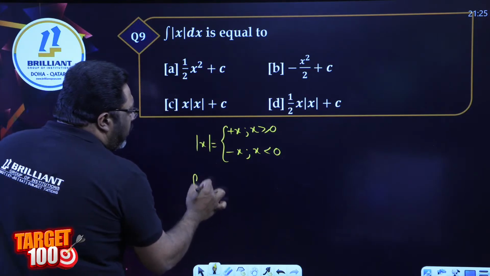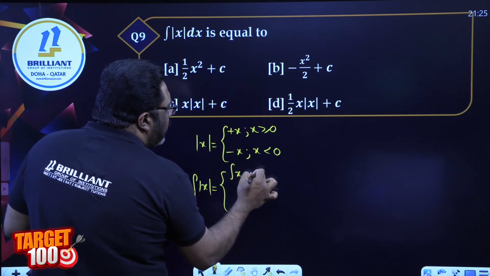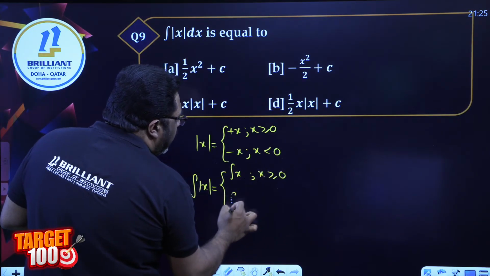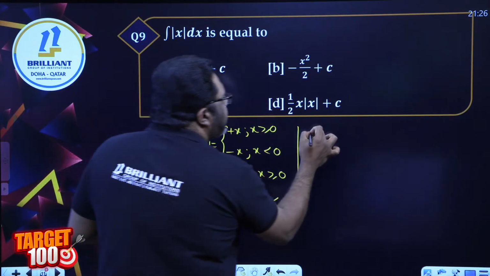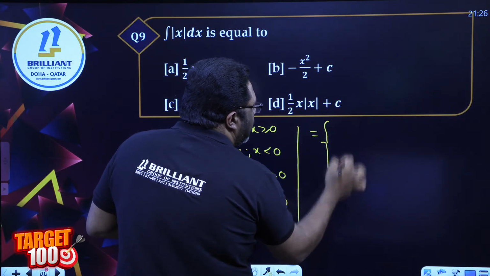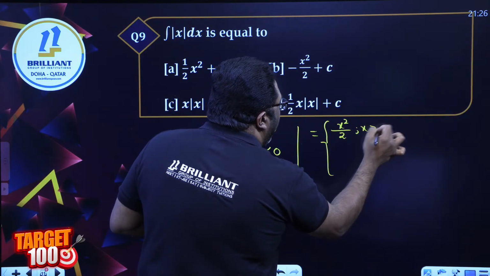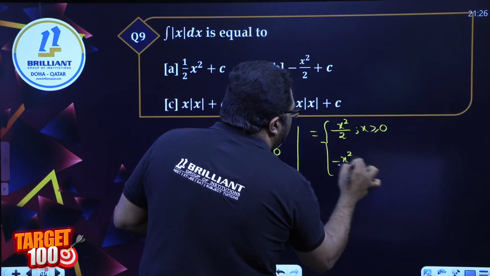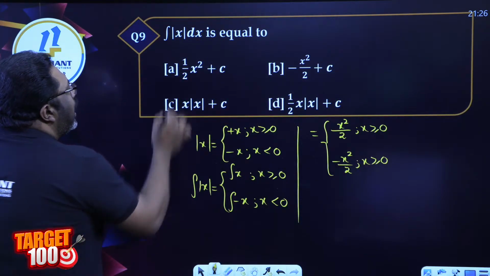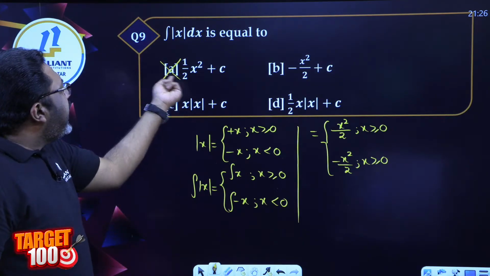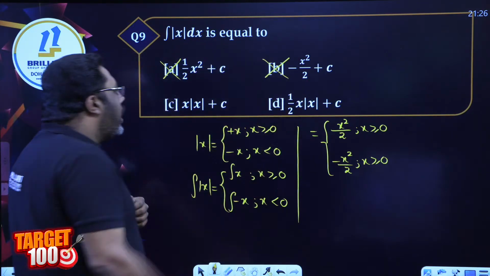So if you try to integrate mod x, you will get two answers, all of you. The integral of x and the integral of negative x. And please tell me what's the integral of x. Integral of x is x squared by 2 and the integral of negative x is negative x squared by 2. So possible to get two answers. Anyway, answer A is wrong because answer A says x squared by 2 is the only answer, but I'm getting two answers. Answer B alone is wrong.